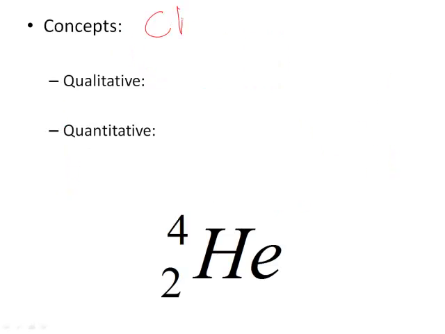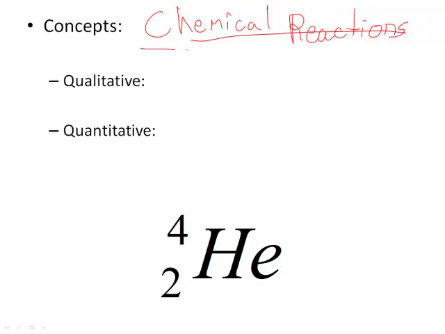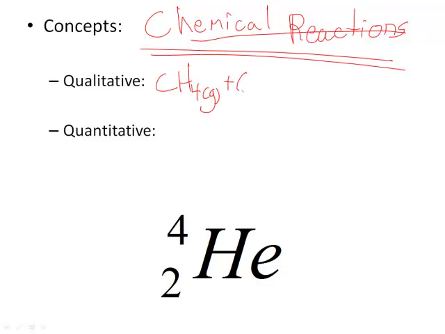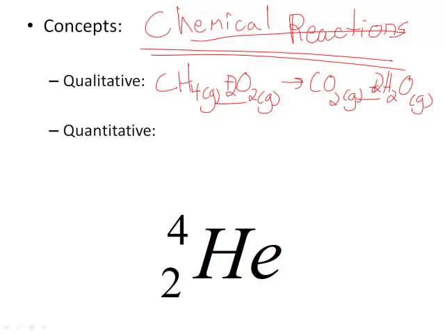So the concept is still chemical reactions. However, we are not dealing with qualitative chemical reactions anymore. And what I mean by qualitative chemical reactions is a question saying CH4 methane gas reacts with oxygen gas to give you CO2 gas plus H2O gas. And then we would balance the equation, a 2 there and a 2 there, and we would leave it at that.